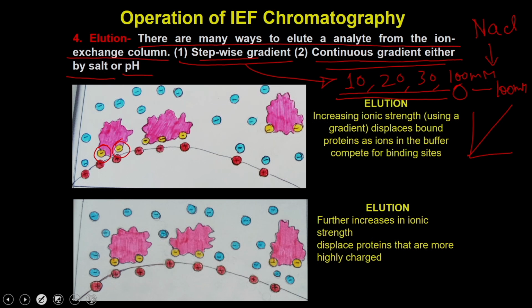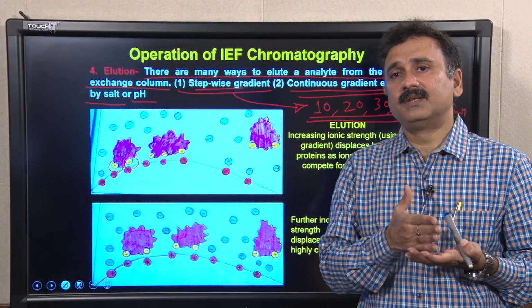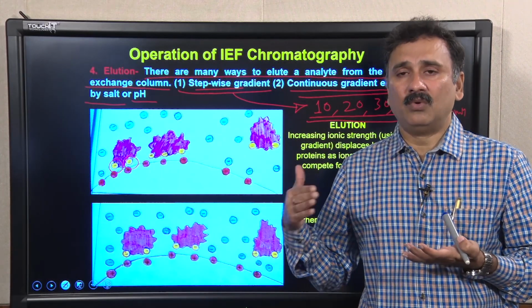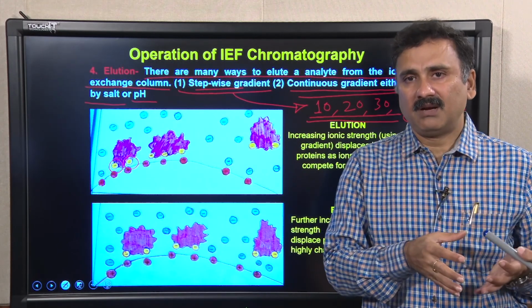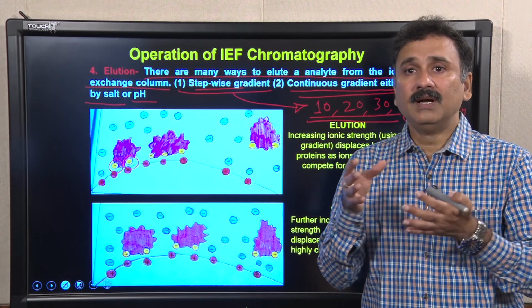And as you remember, we have discussed that if the protein has multiple charges, it is going to show more affinity. That is why it requires more salt or more counter ions, and the protein which has fewer charges is going to elute with less salt.